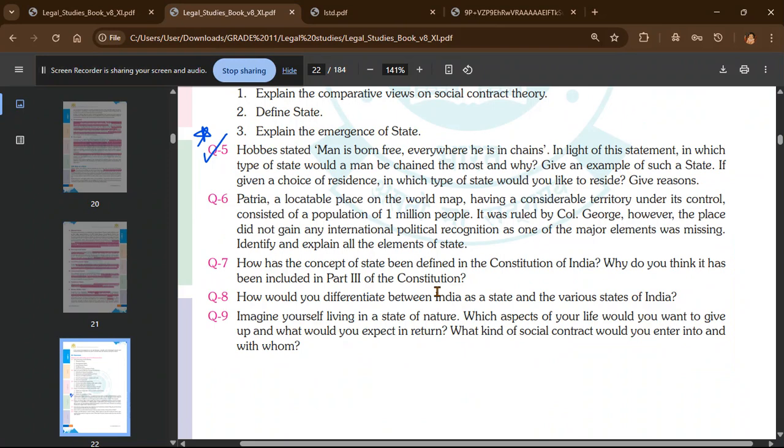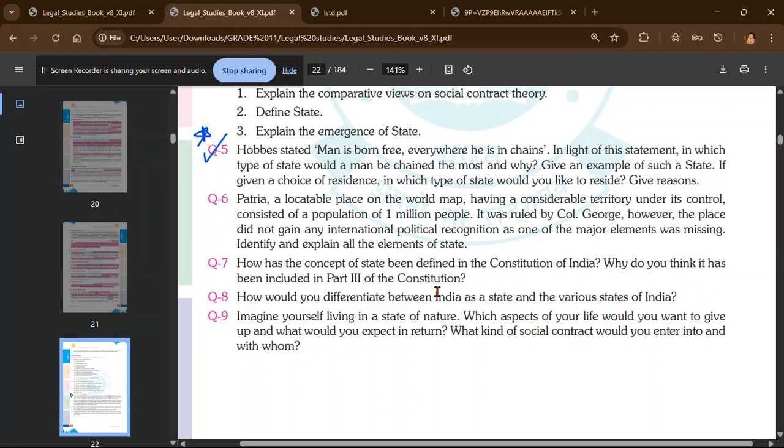The next question is, imagine yourself living in a state of nature. Which aspects of life would you want to give up, and what would you expect in return? What kind of social contract would you enter into, and with whom? I would enter into a social contract with Jean-Jacques Rousseau, because he goes with the general will of the people. You can even say John Locke. What would you want to give up, and what would you expect in return? This is your point of view answer, you can write as per your understanding.